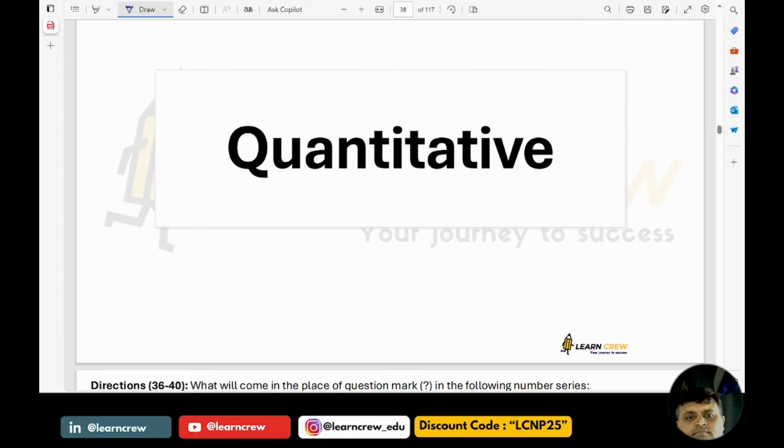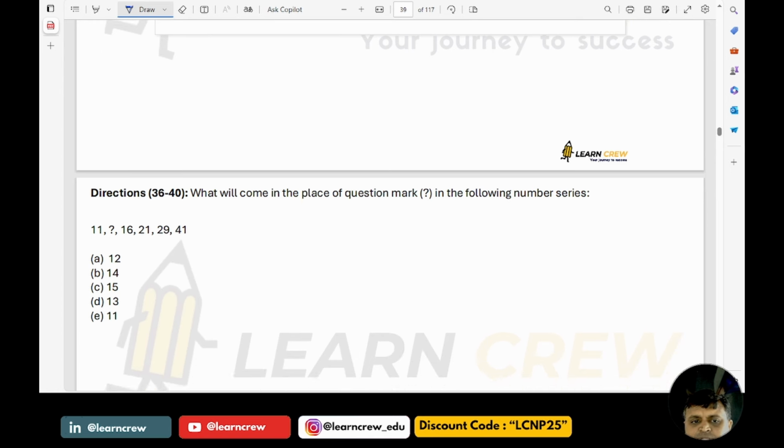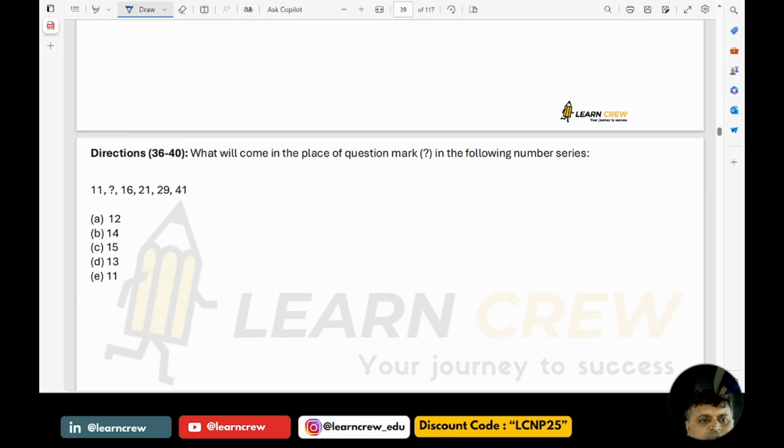Hi everyone. So today let us discuss IBPS Clerical Mock Test 1 discussion on quantitative aptitude. Question numbers 36 to 70 are quantitative aptitude. If you see the first section, 36 to 40 you have number sets.